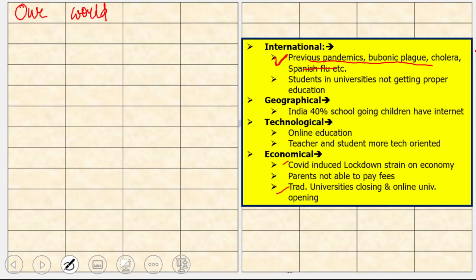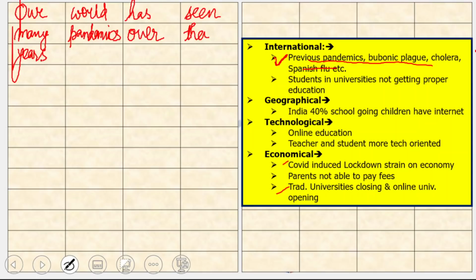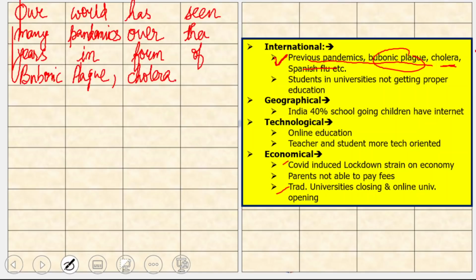world has seen many pandemics over the years. And what were the pandemics? In the form of bubonic plague. These are the pandemics, no? Bubonic plague, comma, cholera, comma, Spanish flu, etc. Full stop, right? Okay, so this is our first line.